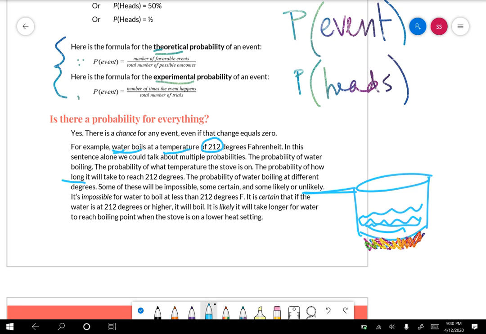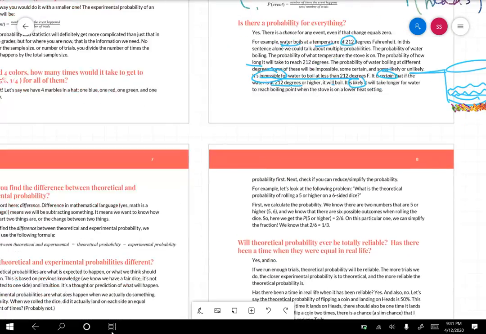For example, it's impossible for water to boil below 212 degrees Fahrenheit. But it's certain that if the water is at 212 degrees Fahrenheit or more, it will boil. It's also likely, so here are some key probability words, that it'll take longer for water to reach boiling point when the stove is on a lower heat setting. So again, short answer is yes, everything has a probability.